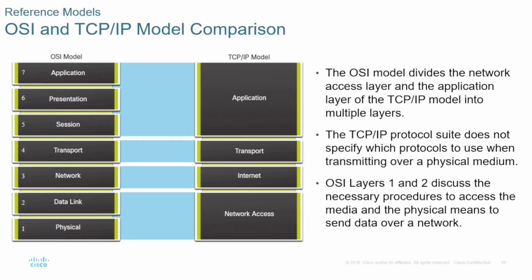In contrast, the TCP/IP protocol suite does not specify which protocols must be used to transmit data over a physical medium. OSI layers 1 and 2 focus on the procedures required to access the network media and the physical means of sending data, such as cables, fiber, or wireless signals. By comparing the 2 models, it's easier to understand both the practical TCP/IP implementation and the conceptual OSI framework for network communication.